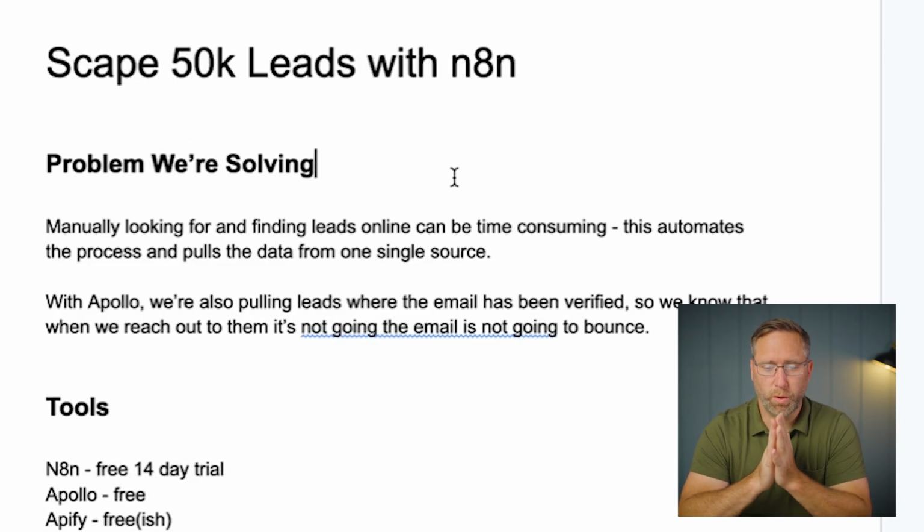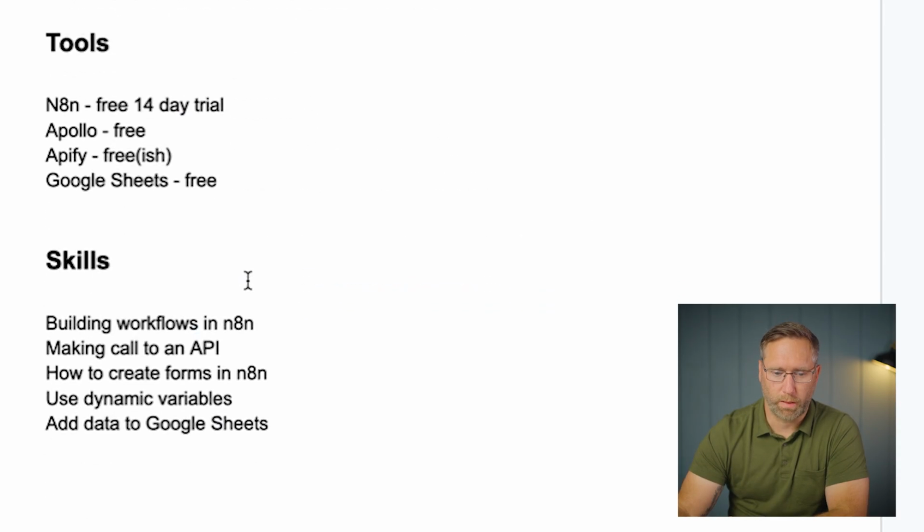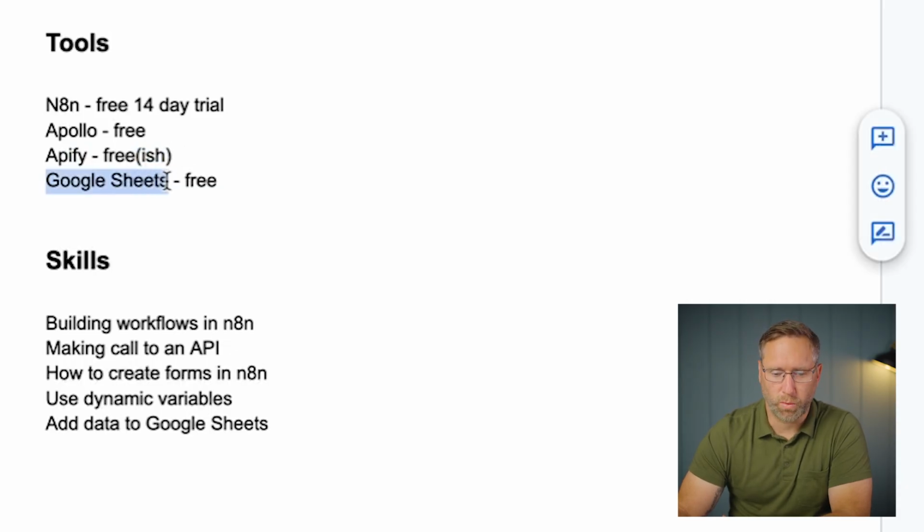Okay, what tools are you going to need to accomplish this workflow? Obviously, you're going to need n8n, which does have a 14-day free trial. Apollo, you have to sign up for an account, but it is free. We'll use Apify to run our actor, which is free-ish, and I'll talk about that later in the video. And then you'll need Google Sheets, which is also free.